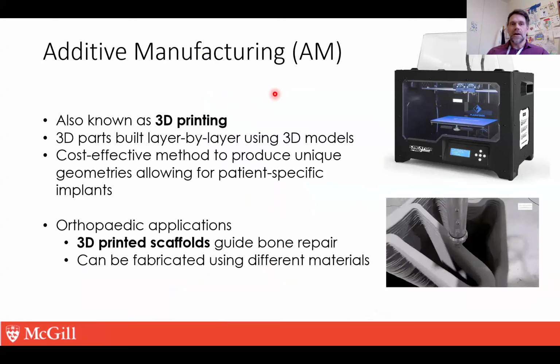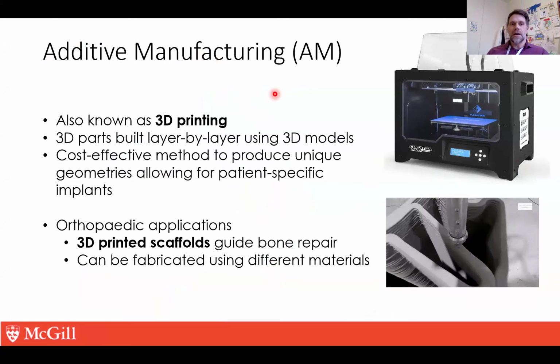Okay, the other interesting thing about additive manufacturing and 3D printing is that it has a host of applications in orthopedics, for scaffolds, guided bone repair, surgical tools that can be sterilized and single use. You can use different types of materials. You can use metal, you can use ceramic, you can use plastic, you can use rubber, you can even use biomaterials to 3D print. Okay.